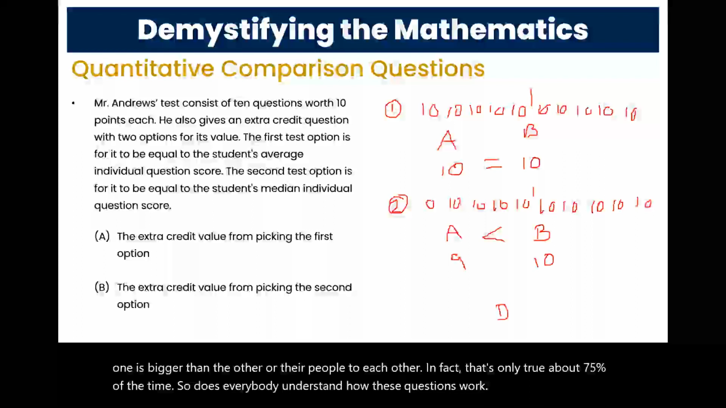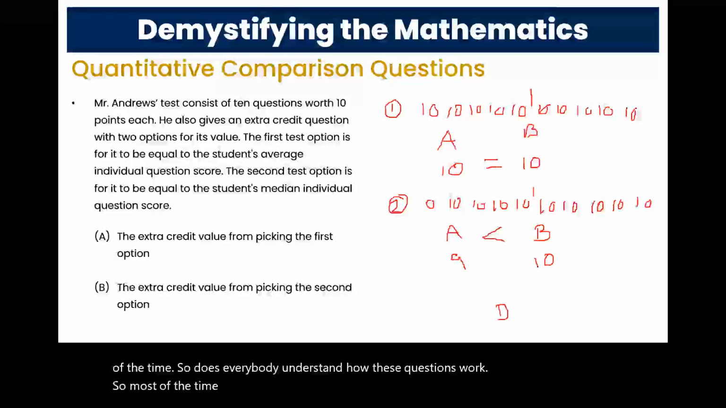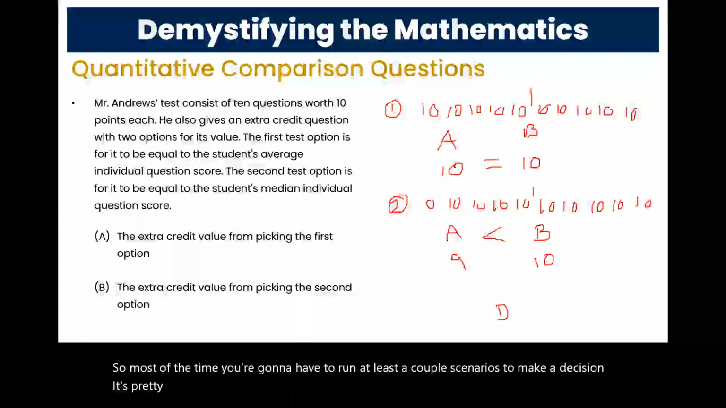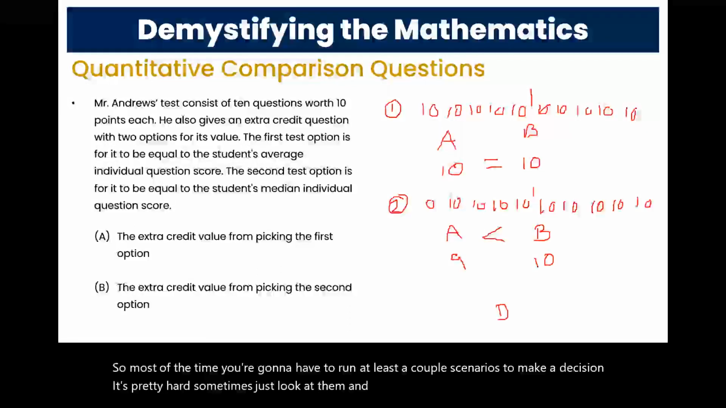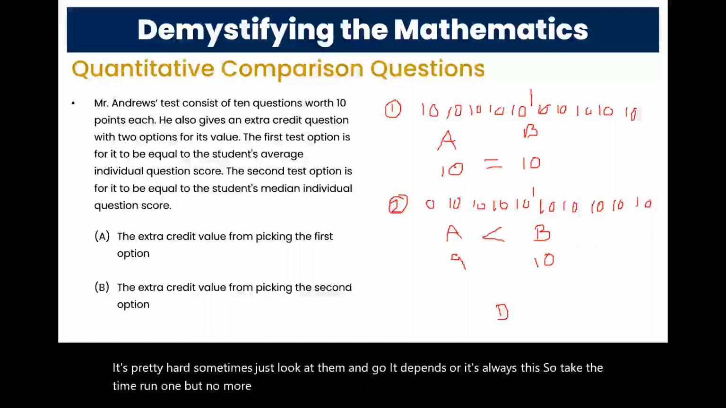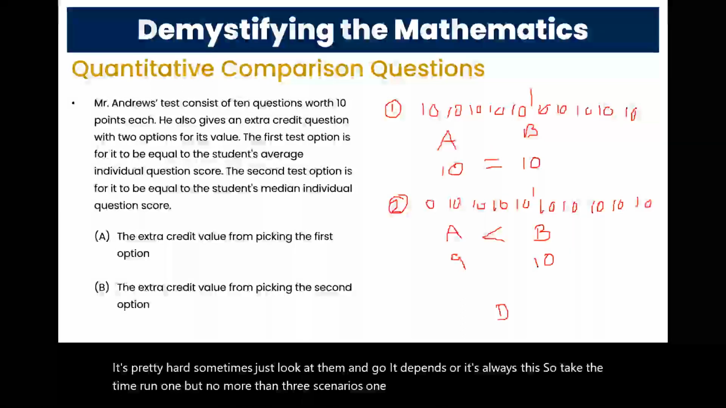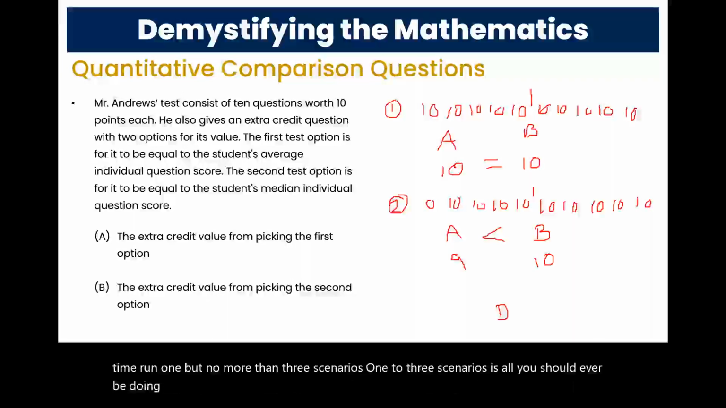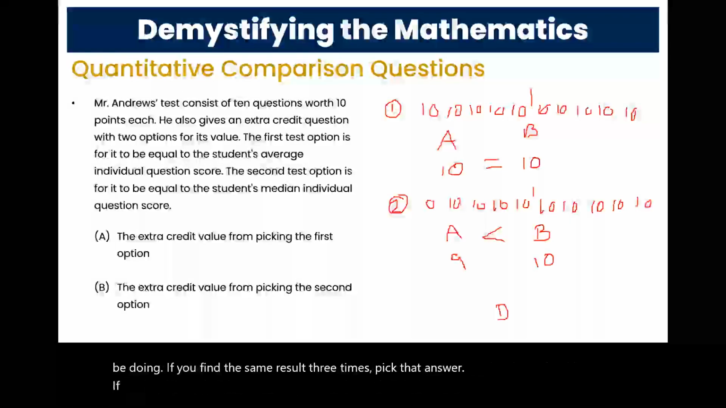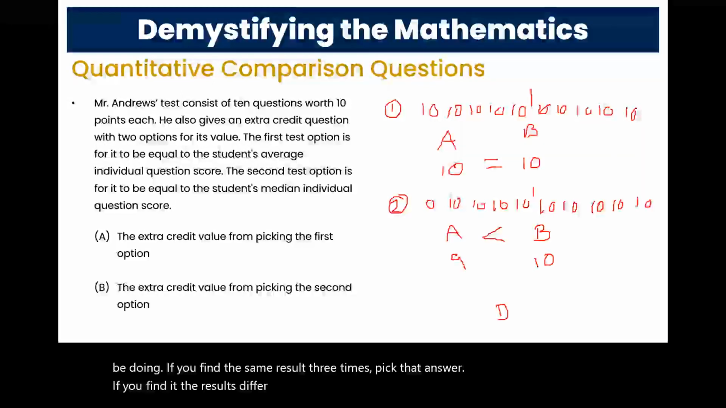So most of the time, you're gonna have to run at least a couple scenarios to make a decision. It's pretty hard sometimes just to look at them and go, it depends, or it's always this. So take the time, run one, but no more than 3 scenarios. 1 to 3 scenarios is all you should ever be doing. If you find the same result 3 times, pick that answer. If you find that the results differ, jump to cannot be determined and go on with your happy little lives.